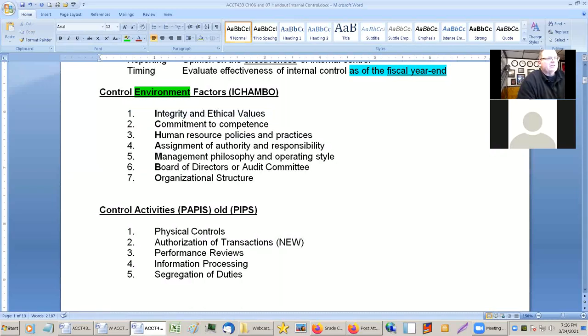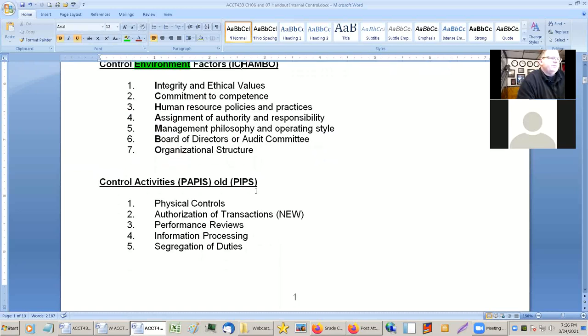And you can go through all these, and these are just part of the environment. And you remember these by IC Hambo. So IC Hambo is something you'll see all the time in CPA reviews. Control activities. This used to be called PIPs, but it's not anymore. It has authorization of transactions, which actually is in segregation of duties, but they break it out separately here. So instead of PIPs, it becomes BAPIs. And we will talk about these as we go on.